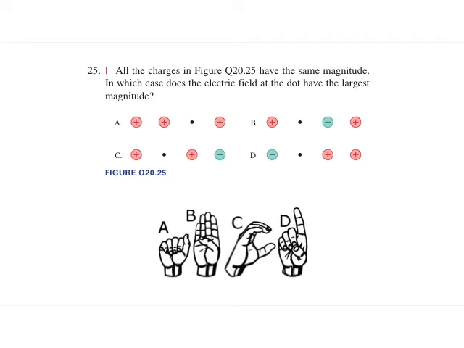Here's a question that takes us back to the start of the course. All the charges have the same magnitude, and you're thinking about the value of the electric field at the dot in each of these cases. In which case does it have the largest magnitude? Remember that. Go back and review those pieces. Give an answer. I'll be back.